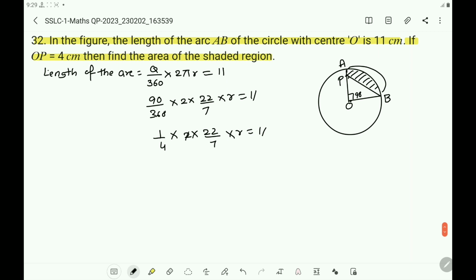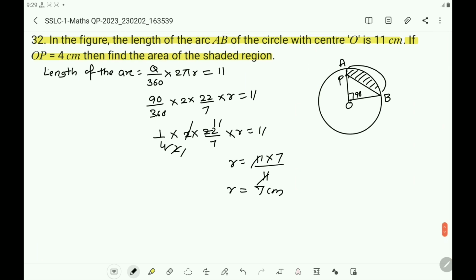Then you can cancel: 2 ones are 2, 2 twos are 2, 1 ones are 2, 11 elevens are, and r equals 11 into 7 by 11. You transfer this 11 by 7 to the RHS, and that becomes 7 by 11, with 7 in the numerator and 11 in the denominator. Then 11 cancels. So you got the radius r equals 7 centimeter.